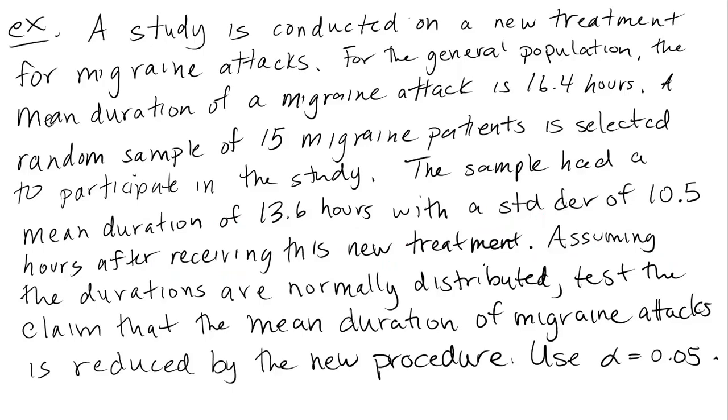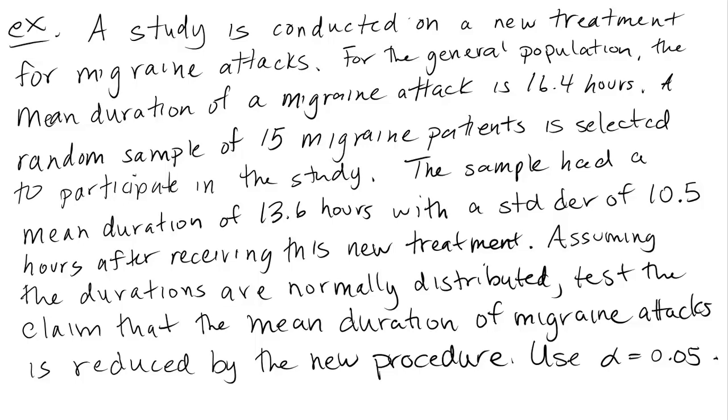A study is conducted on a new treatment for migraine attacks. For the general population, the mean duration of a migraine attack is 16.4 hours. A random sample of 15 migraine patients is selected to participate in the study. The sample had a mean duration of 13.6 hours with a standard deviation of 10.5 hours after receiving this new treatment. Assuming the durations are normally distributed, test the claim that the mean duration of migraine attacks is reduced by the new procedure. Use alpha equals 0.05.